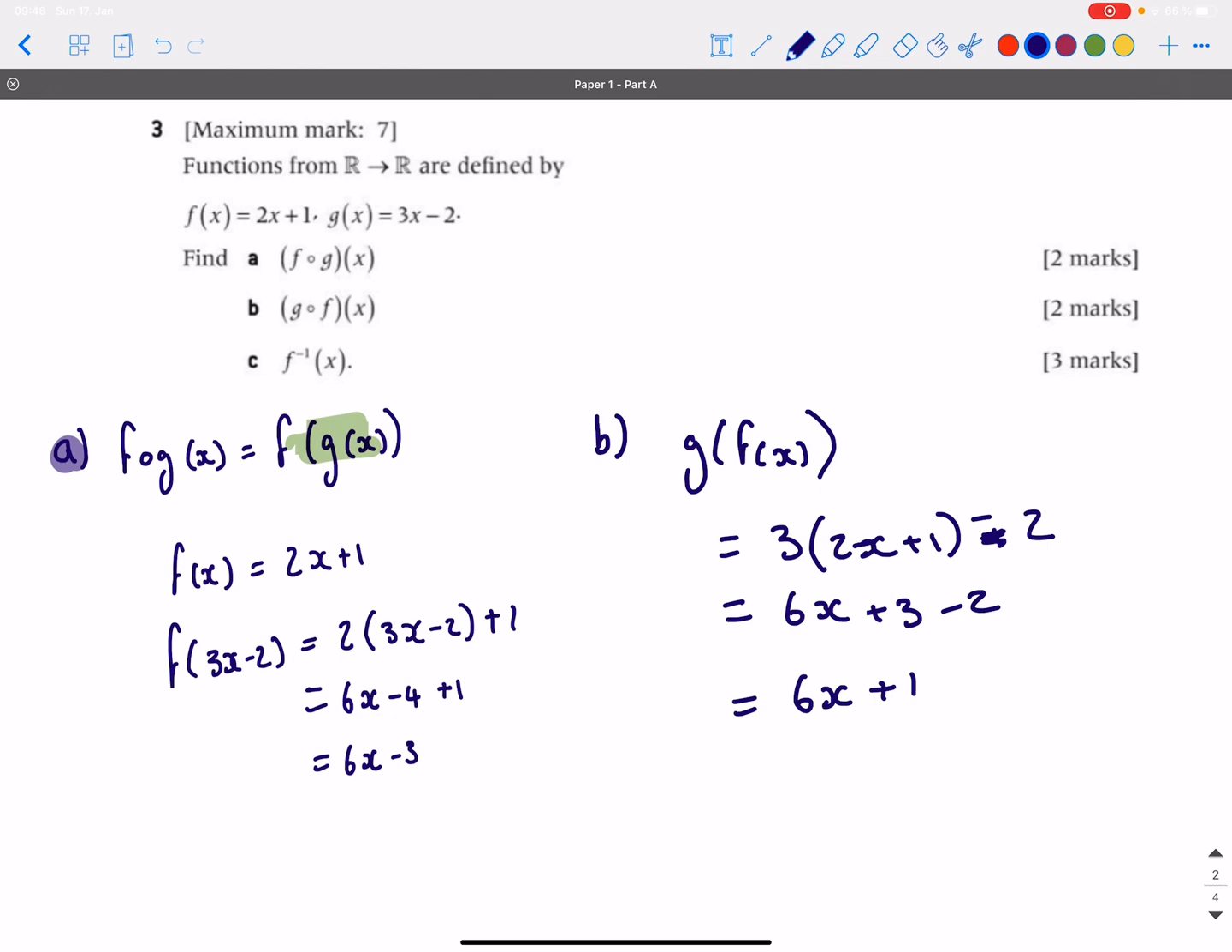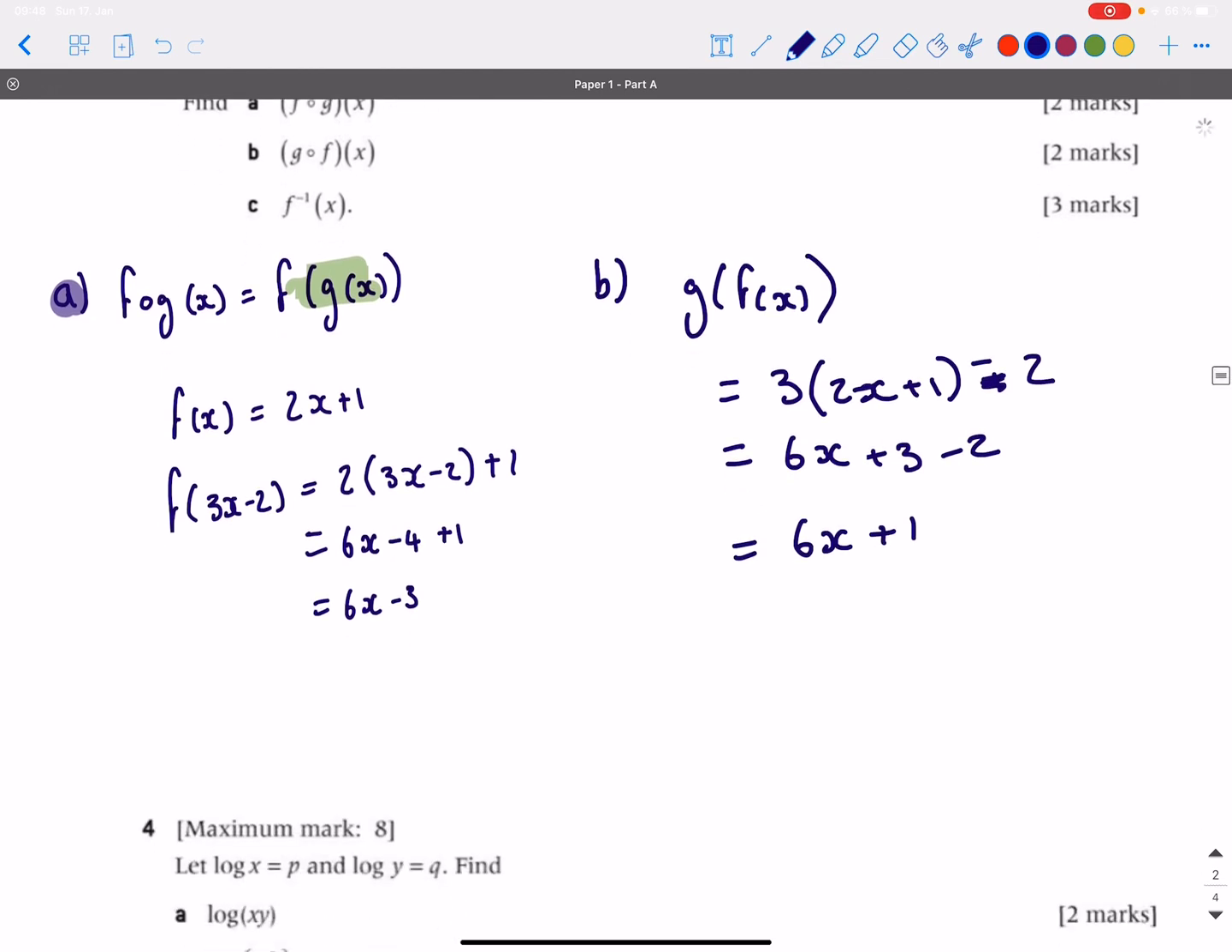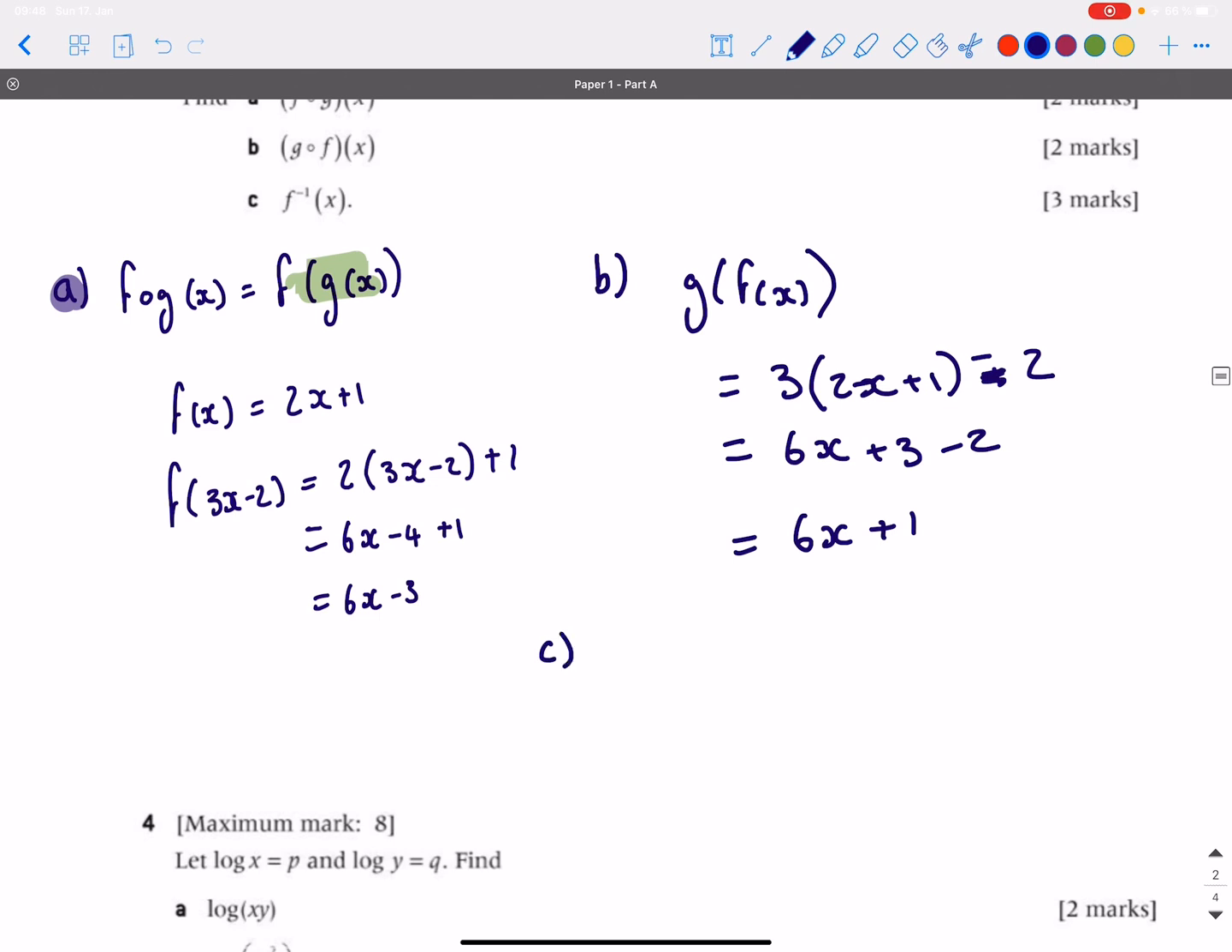Right. The final question asks us to find f to the power of minus 1 of x. Now that is the inverse of f of x. Make sure you're really clear on your notation. People often get that mixed up with one of those transformations of a function like minus f of x or f of minus x, particularly when it comes to a graphical question. But this is not that. This is the inverse of f of x.